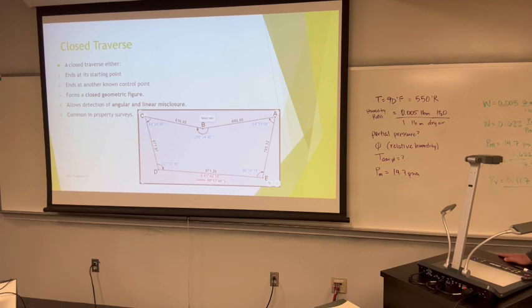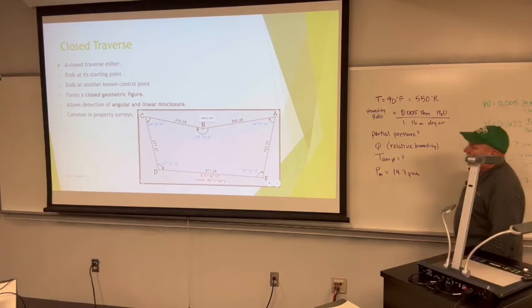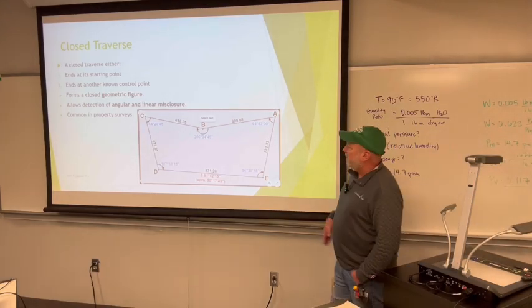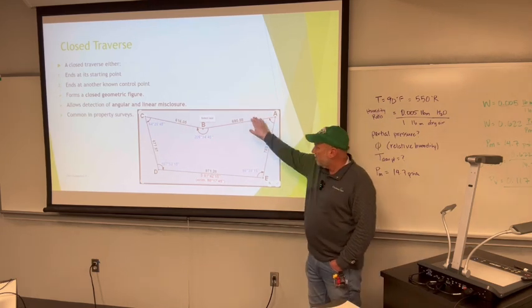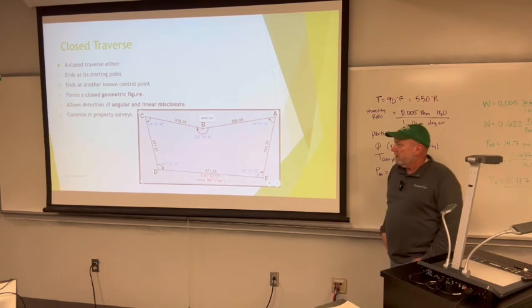So again, the closed loop traverse starts and ends at its starting point, forms a closed geometric figure, allows for detection of angular and linear misclosure, and is most common in property surveys. These traverses can be many shapes, many sizes, different amount of legs to them.